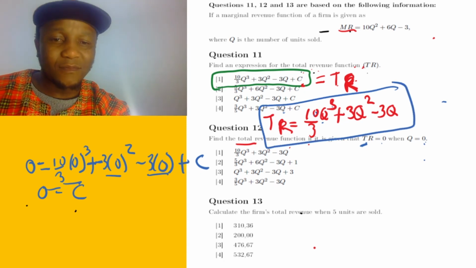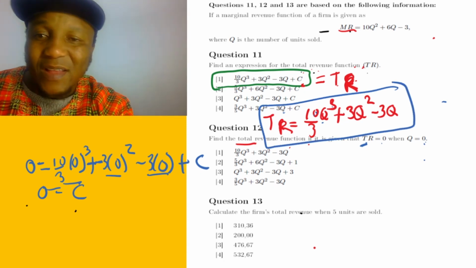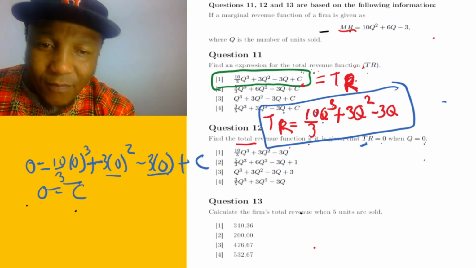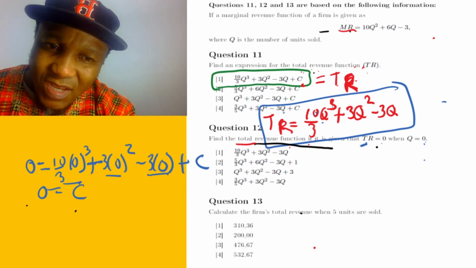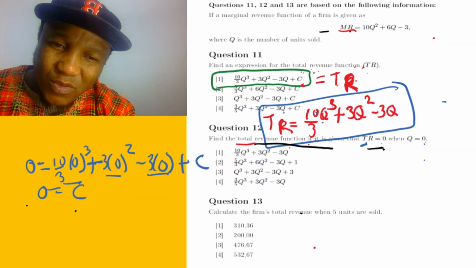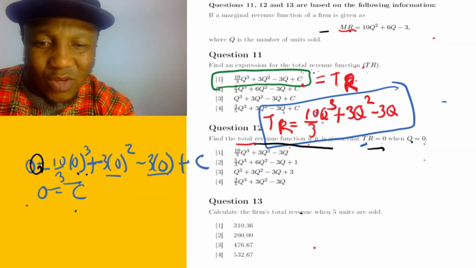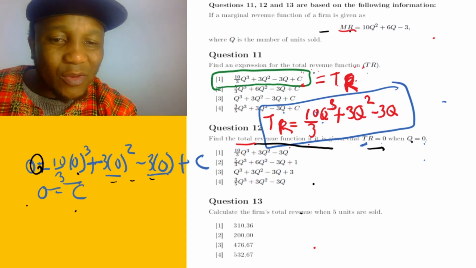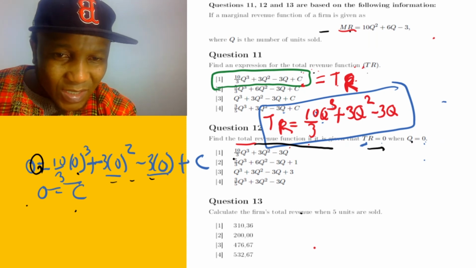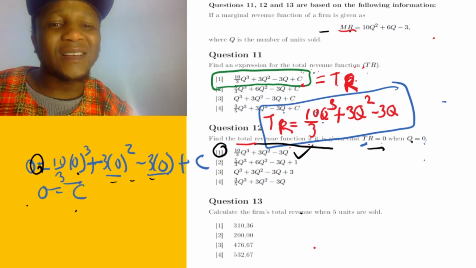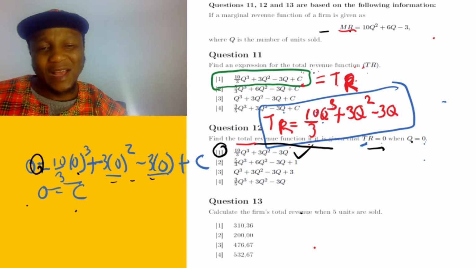Now, what do they want? They say find the total revenue function. If total revenue equals 0, then Q equals 0. So now our new equation is going to be this one. It's the same equation, but there's no C. So option 1 is the answer. Why are you thinking option 1? Now let's go for the last one.